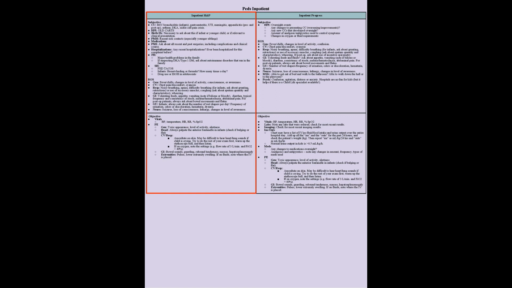And I divided this into two columns. So when they first present, you're going to do a full H&P, and then the next day you're going to do an inpatient progress note, right? And so that's just seeing if there's any developments or improvements, worsening of their presenting problem.